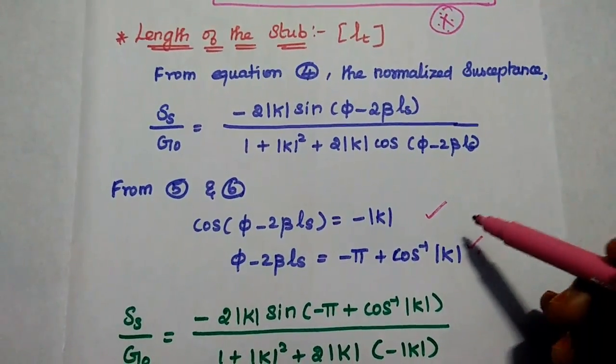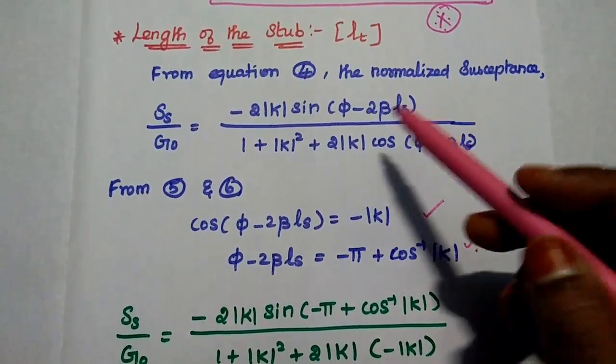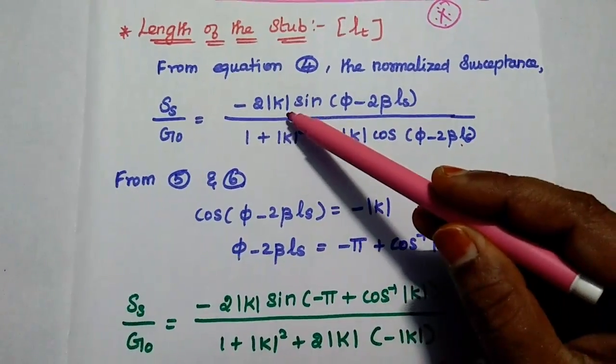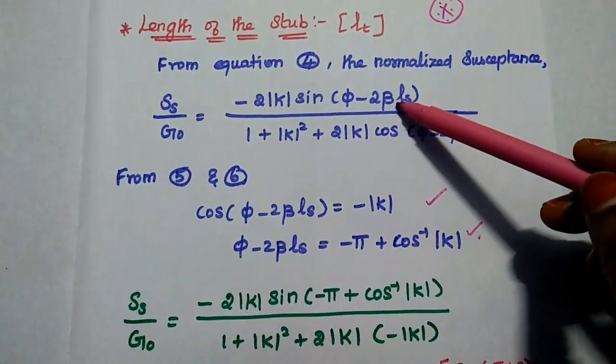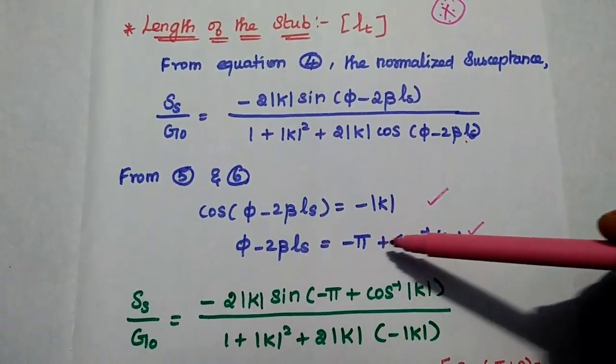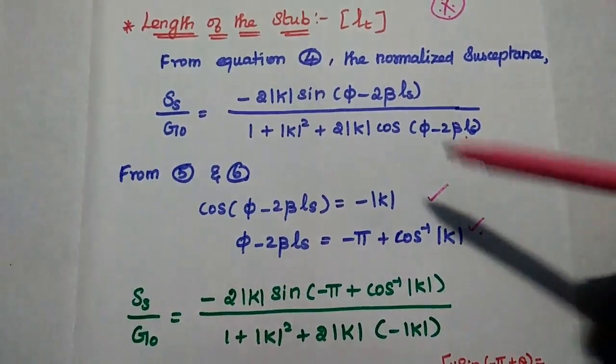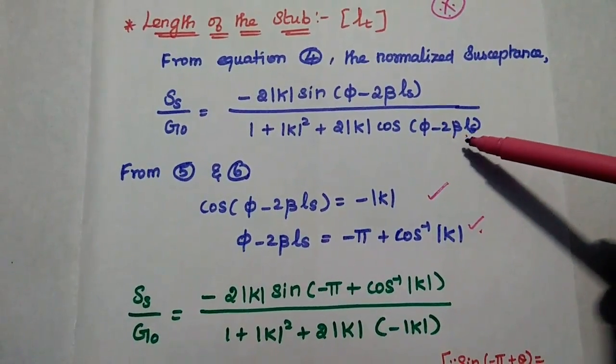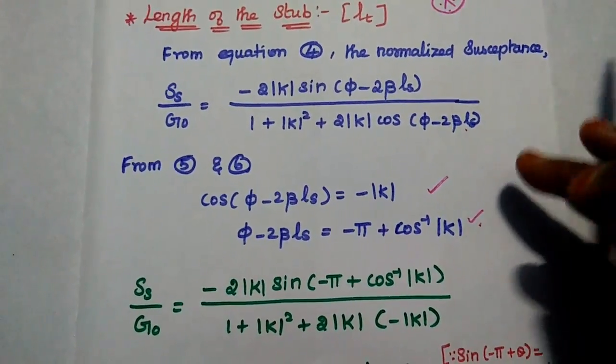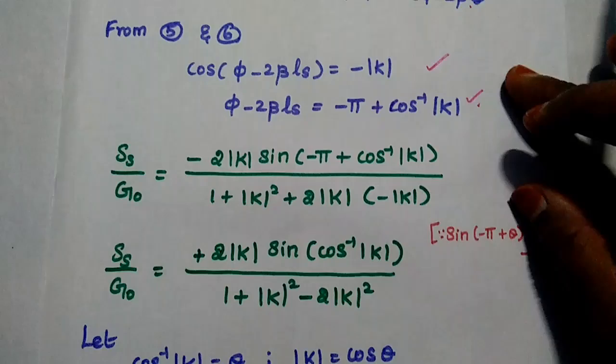We are going to substitute these two in this expression. So here we can write minus 2k sin phi minus 2 beta ls, which is written as minus pi plus cos inverse of k. Here cos of phi minus 2 beta ls can be written as minus k. Then we can simplify this term like this.